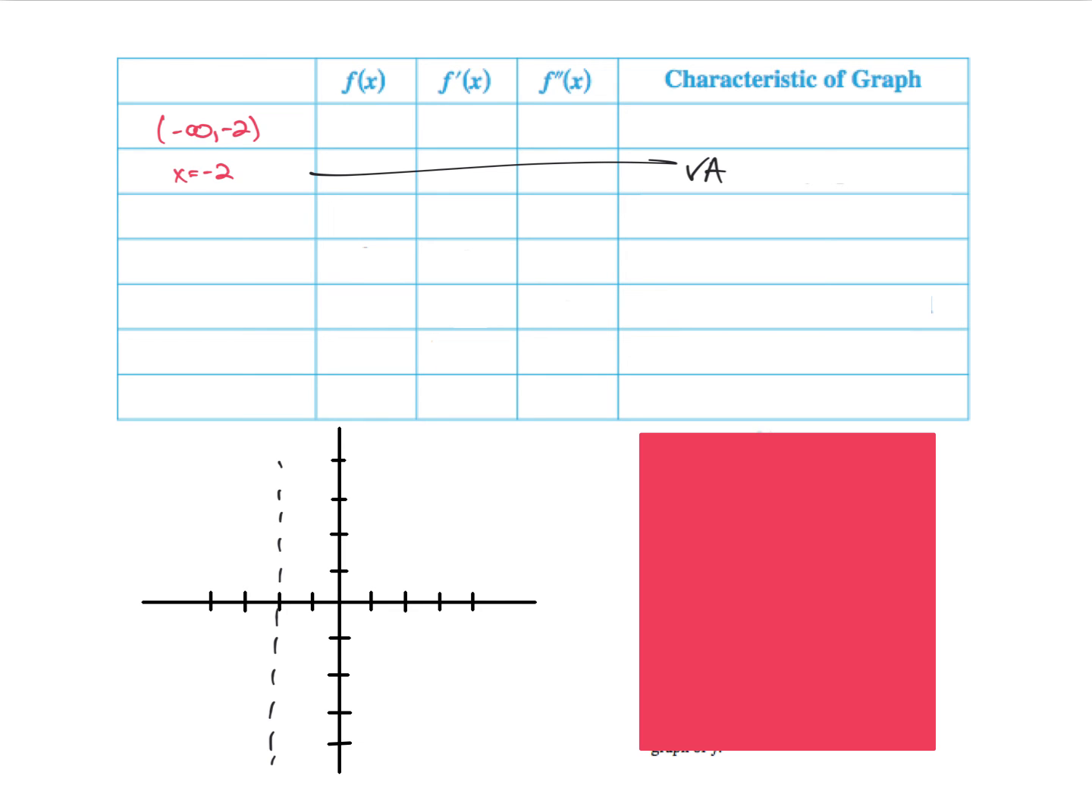And then I'm going to go from negative 2 to 0, right? And then I need to test x equals 0. And then I'm going to go from 0 to 2. And I need to test x equals 2. And then I need to test 2 to infinity. Now, what is x equals 2 again? That's our vertical asymptote.